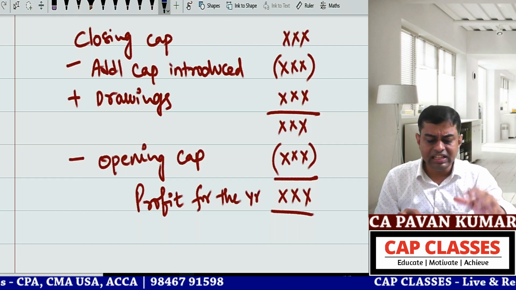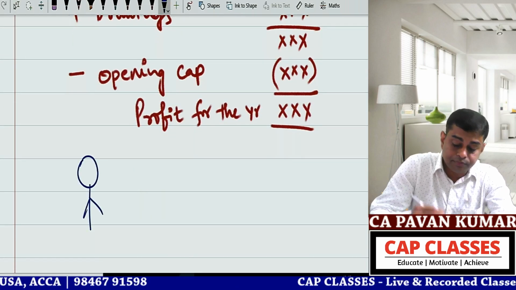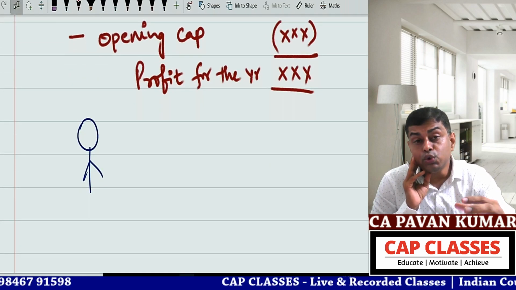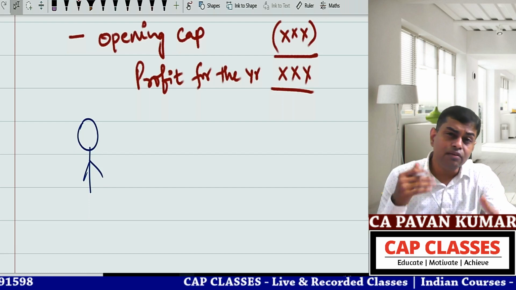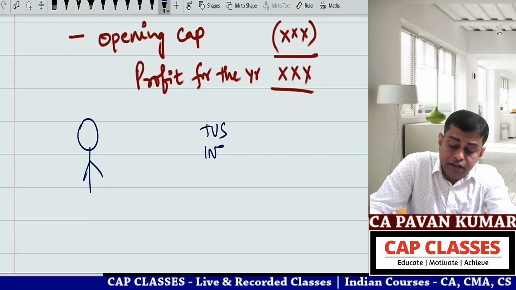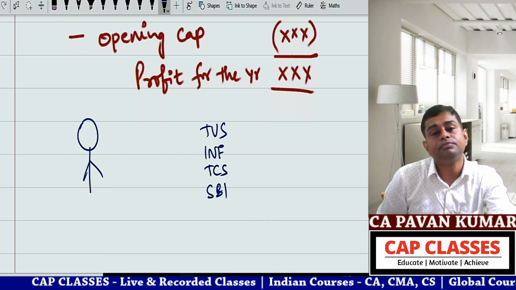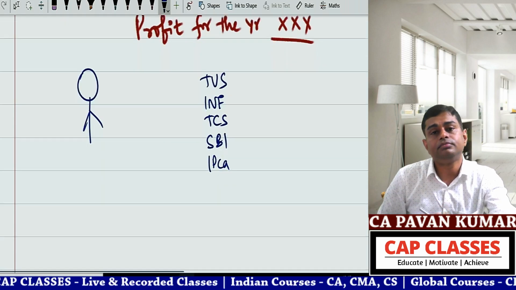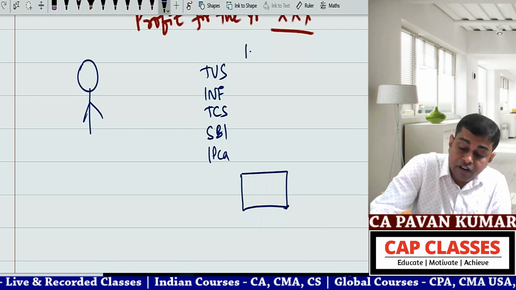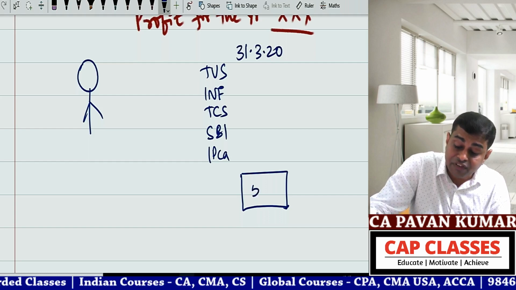Simple example I'll tell you, okay? Easiest example to understand. You are an employee. You invested some amount in equity shares of different companies. You bought some TVS Motors shares, Infosys shares, Tata Consultancy Services shares, State Bank of India shares, IPCA Laboratories shares. Okay, you bought different shares, say on 31/3/2020, and this investment is 5 lakhs.